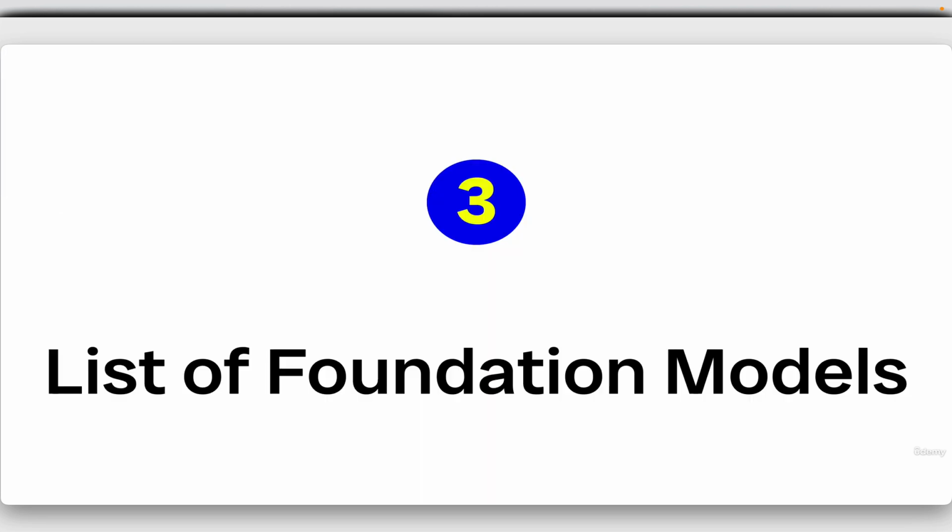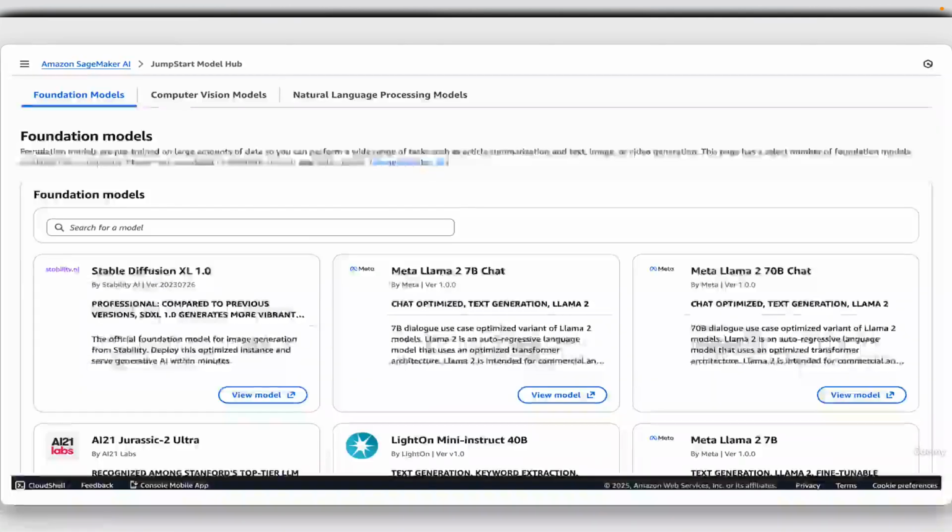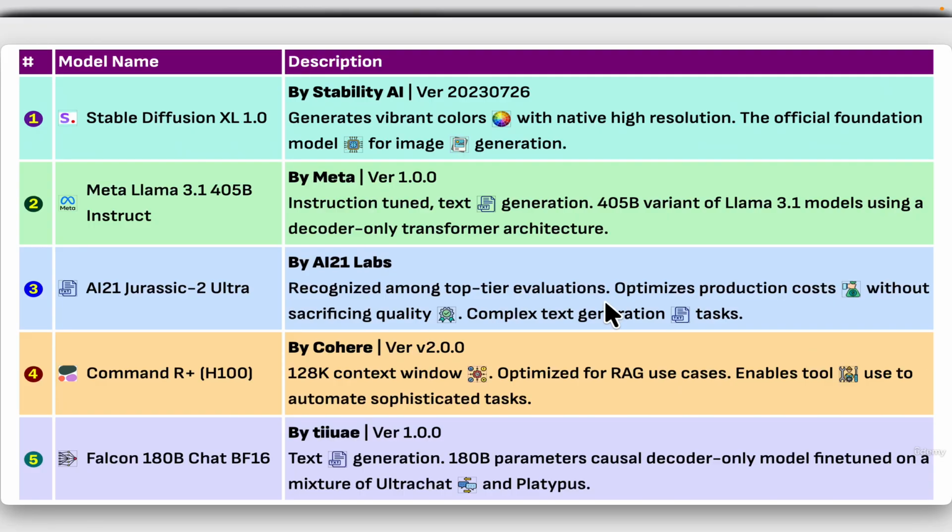Third topic is list of foundation models. So if you log into SageMaker AI and go to the JumpStart Model Hub, you will see three sections: foundation models, computer vision models, and natural language processing models. The list of foundation models is very huge, so I'll be covering some important ones. These are all the important foundation models. I'll not be reading out the description, so you can pause the screen if you are more interested, but I'll just cover the important ones. I have just picked the 15 important ones.